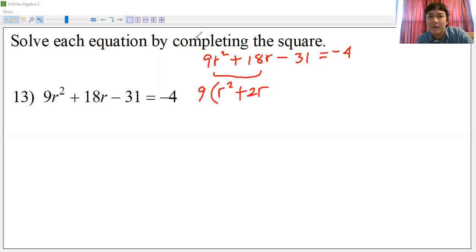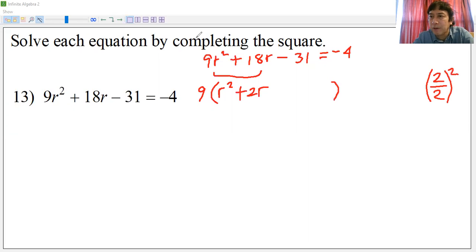Now we're going to put a space here because we're going to add and subtract something. We're now ready to take on the perfect square, the completing the square procedure. Now that we have r squared plus 2r, we're going to concentrate on the 2. So we'll start with the 2, and then we divide by 2, and then the result we square.